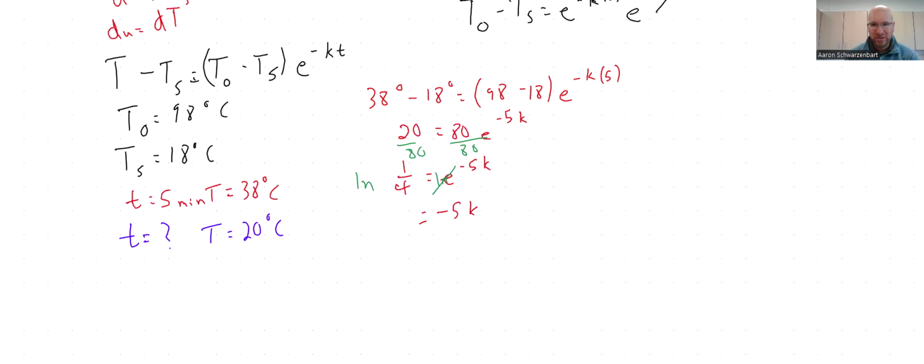Ln of 1/4 by the laws of logarithms equals ln 1 minus ln 4. That's the division rule. ln 1 is 0, so I'm just going to change this to negative ln 4. You're going to see that a lot. They like to do that in calculus. And then we'll divide by negative 5, making this a positive ln 4 all over 5 equals k.